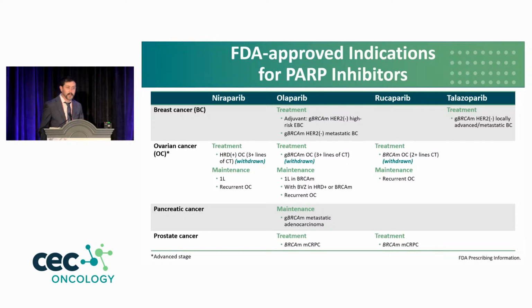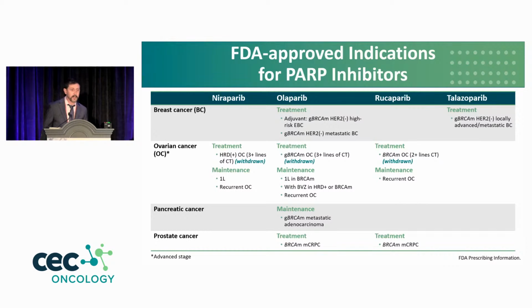So again, a 60,000-foot overview of all the FDA-approved indications for PARP inhibitors. I won't read through necessarily each one here, but will make a note here, as this is just a recent development of the voluntary withdrawal of niraparib, olaparib, and rucaparib in the metastatic ovarian cancer 3+ line setting. And that was because subsequent data showed there was lack of survival benefit and actually increased risk of death in that patient population.